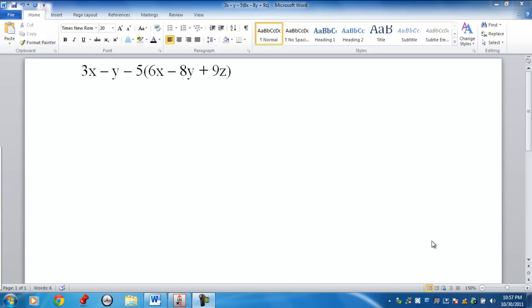Hello, my name is Tim Manzke, and I'm going to show an example of simplifying an expression with variables and numbers, coefficients.